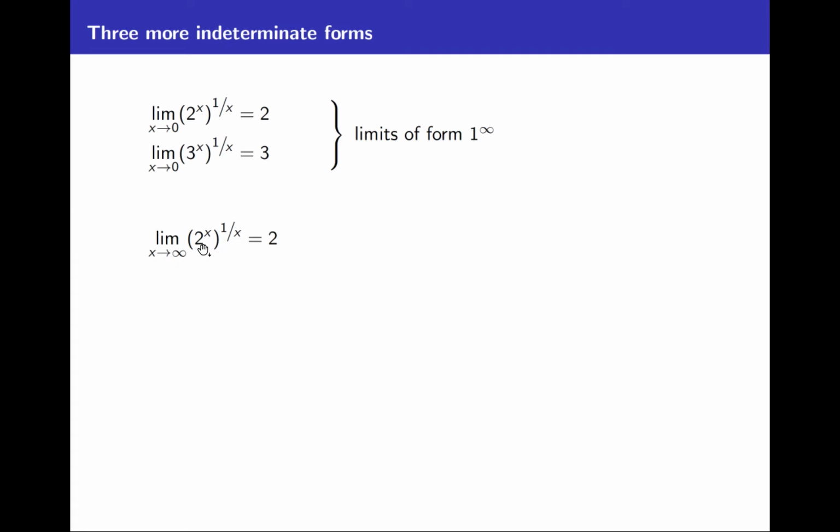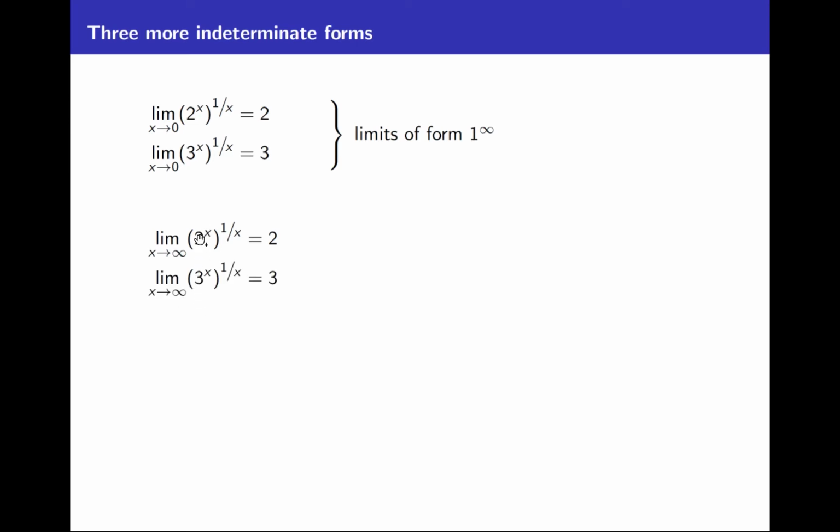2 to the power of x is the base, and x is going to infinity, so 2 to the power of x is going to infinity. But what about the exponent 1 over x? X is going to infinity, so that's turning into 0. So we have here a base approaching infinity raised to a power that's approaching 0. This limit has the form infinity to the power of 0.